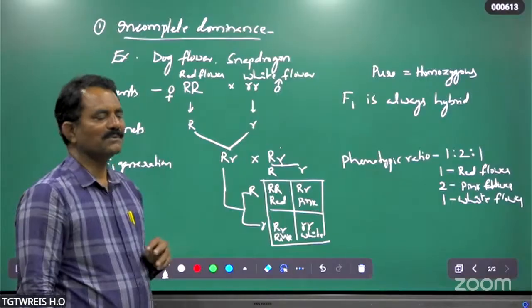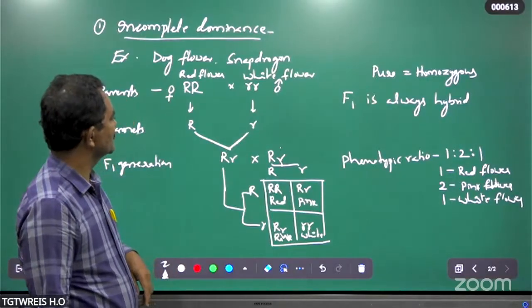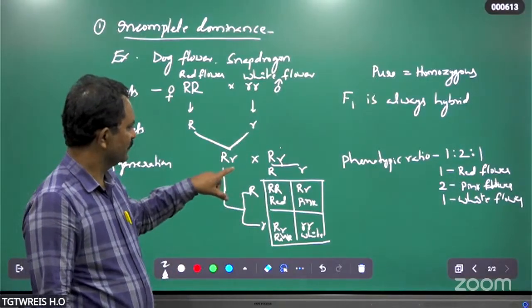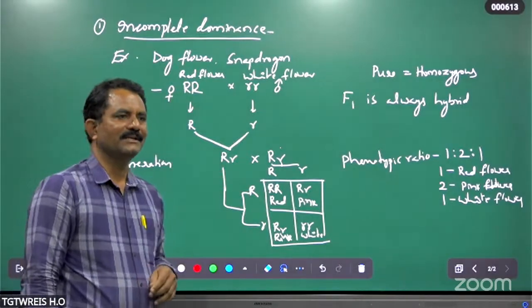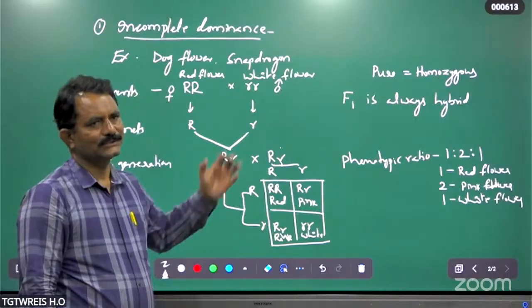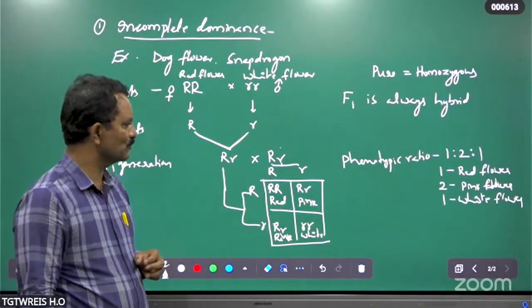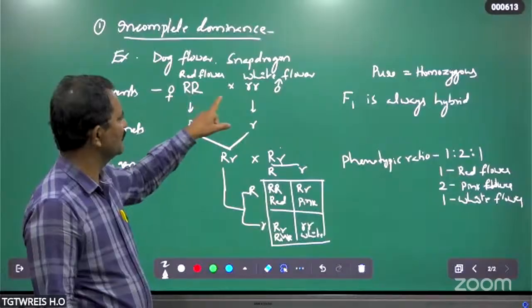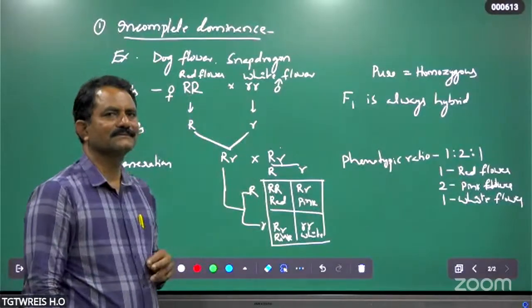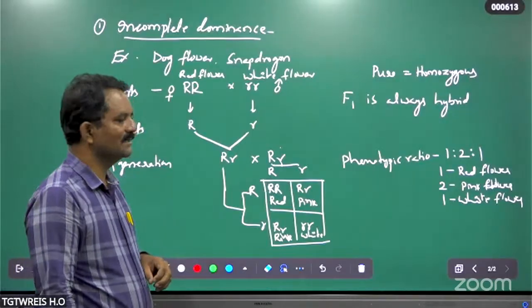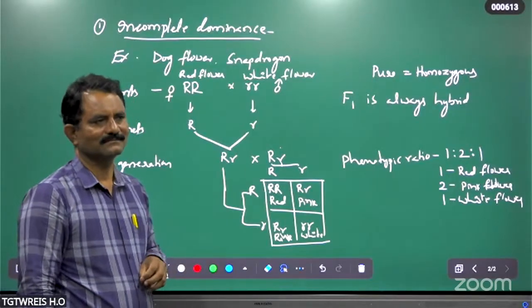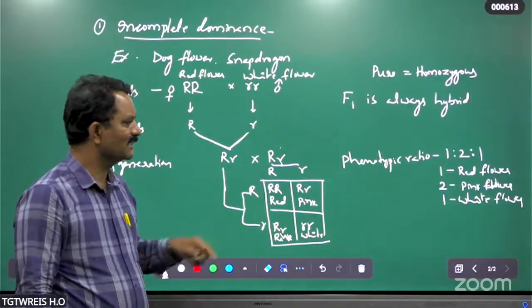That is called incomplete dominance. So F1 resembles neither of the parents. F1 were in between the two parents. The red and white are deviated to pink. So it is called incomplete dominance, and neither allele dominates over the other.